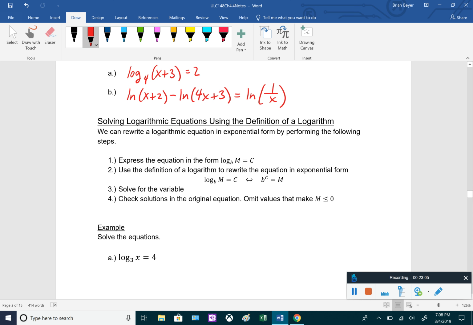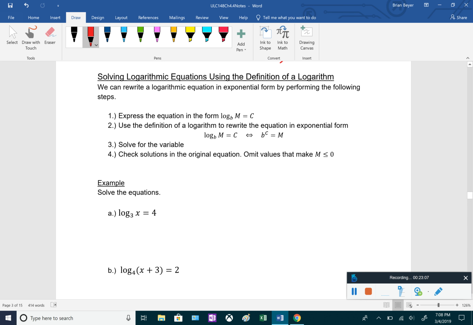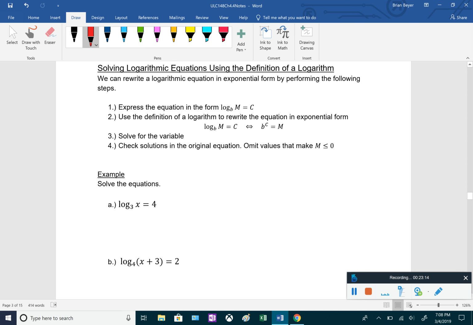Okay, so starting off, we'll start off easier. So solving logarithmic equations using the definition of a logarithm. All that means is we're going to be converting these to exponential form and solving them. So the first step is to express the equation in the form log base b of m equals c. Essentially that just means isolate the logarithm.